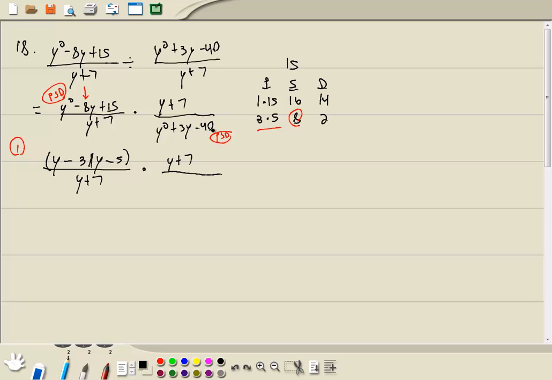The PSD: take the number at the end, which is 40, and create our 3 columns. We've got 1 times 40, 2 times 20, 4 times 10, 5 times 8. Add them: 41, 22, 14, 13. Subtract them: 40 minus 1 is 39, 20 minus 2 is 18, 10 minus 4 is 6, 8 minus 5 is 3. The number we're looking for is the number in the middle term, which is 3, which is right here, which means we'll use 5 and 8.